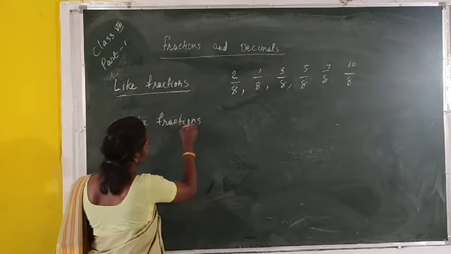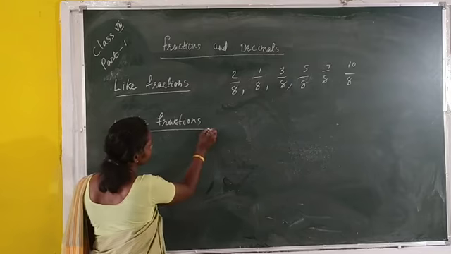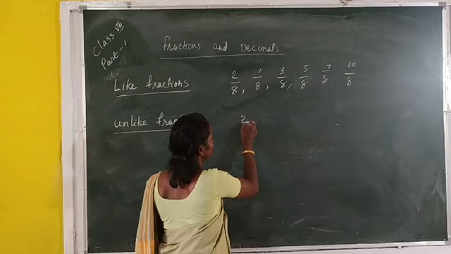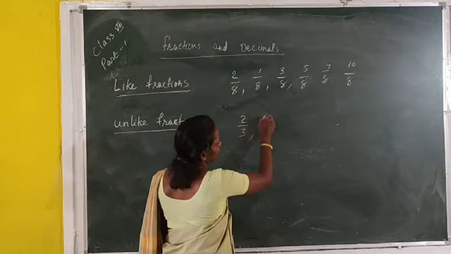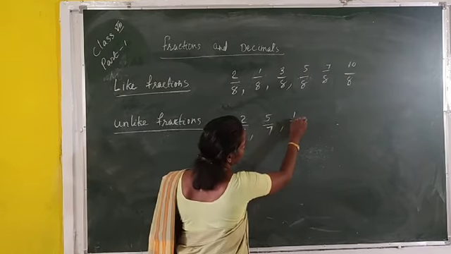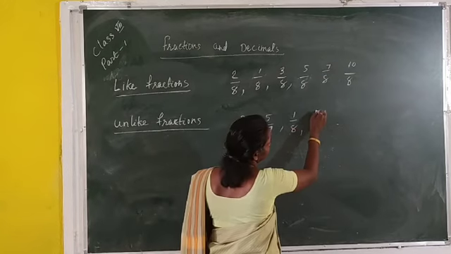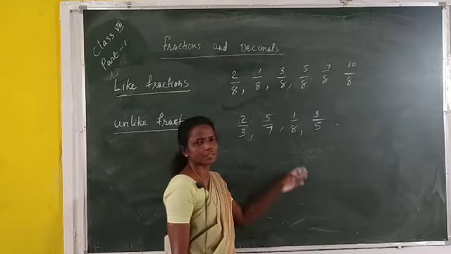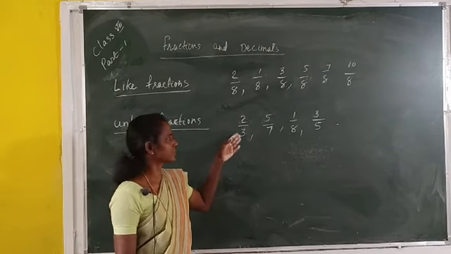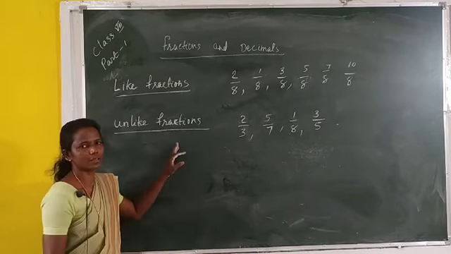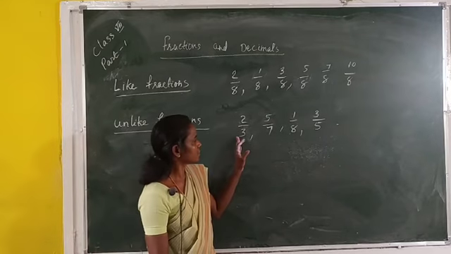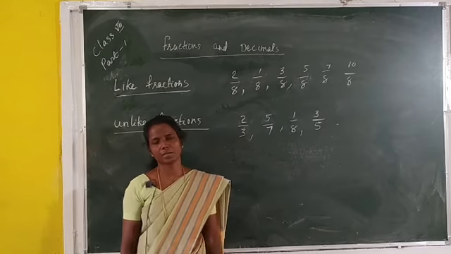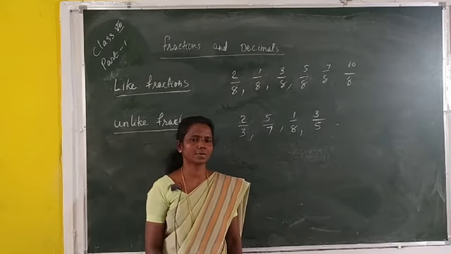Next, unlike fractions. Unlike fractions means the denominators are different. For example, 2/3, 5/7, 1/8, 3/5. These are examples of unlike fractions. Look, the denominators are different, and this type of fractions are called unlike fractions.